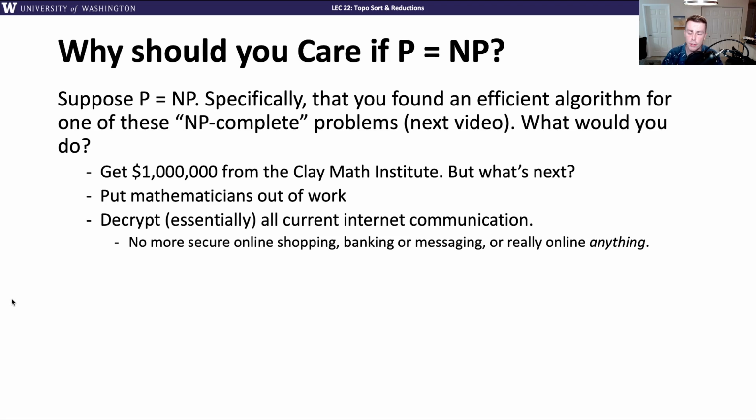And if you were able to show that P and NP are the same, then this prime factorization is just as easy as multiplying numbers, essentially. And since all internet communication relies on the fact that it's technically hard to do this prime factorization, everything would fall apart. There'd be no secure online shopping, banking, messaging, really online anything. Anyone can decrypt your messages because we would have an efficient algorithm to break apart the encryption on your messages.